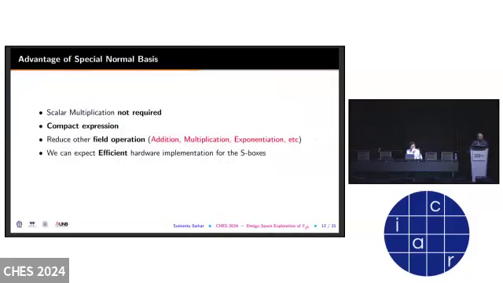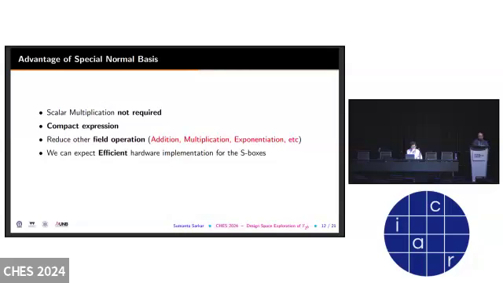So what does it give? Why is this special to us? Those delta 0 or gamma 0, whatever, they vanish. So what does it mean that there's no scalar multiplication? We got a very compact expression.